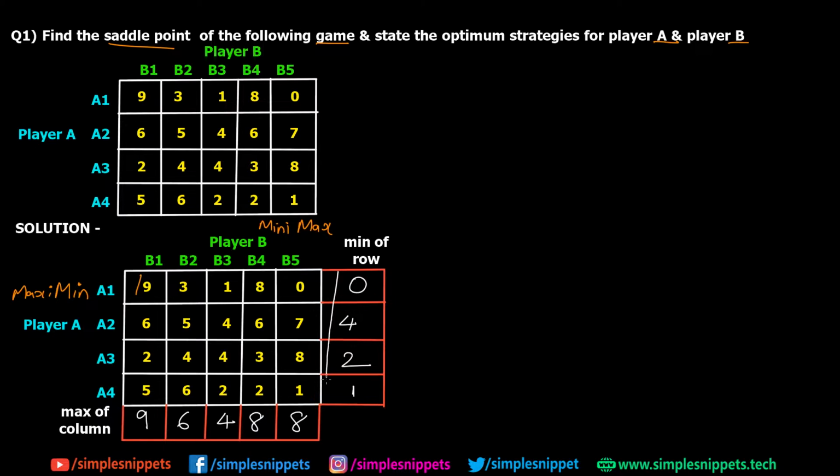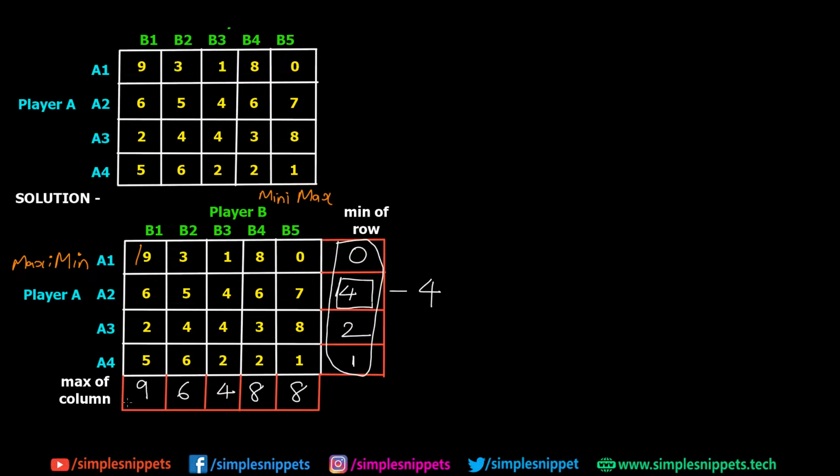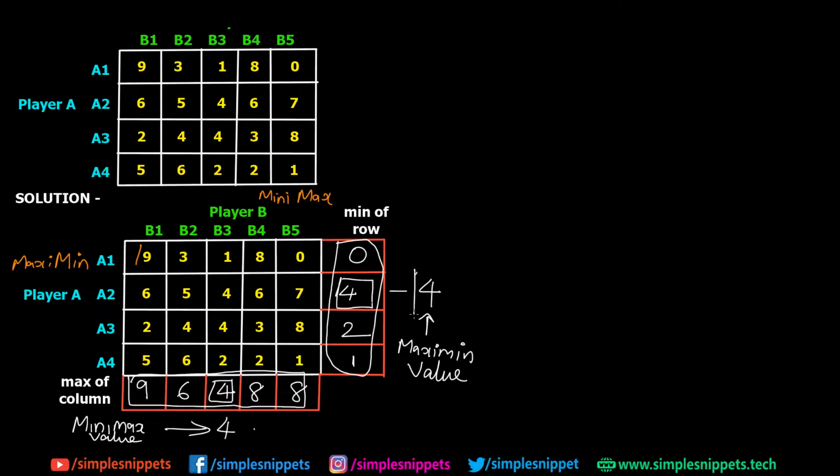Now, out of these values of minimum rows, we have to find out the maximum value. So the maximum value out of these minimum rows value is 4, right? So just write down 4 over here. Similarly, out of these maximum of column values, we have to find out the minimum value. So minimum is again 4 over here. So this is known as MaxiMin value and this is known as MiniMax value. Okay. And you can see that MaxiMin value is equal to MiniMax value. So we have a saddle point and the saddle point basically corresponds to second row and third column.